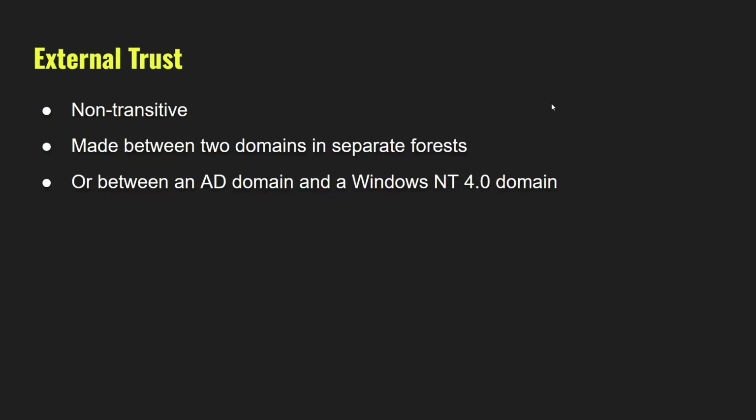Then we have external trusts. These are trusts for domains that are in different forests, essentially. They are non-transitive, and they're made between two domains in separate forests, or between an Active Directory domain and a Windows NT4 domain. I wouldn't worry too much about that last one, Windows NT being quite an old system, but just a little note there for you.